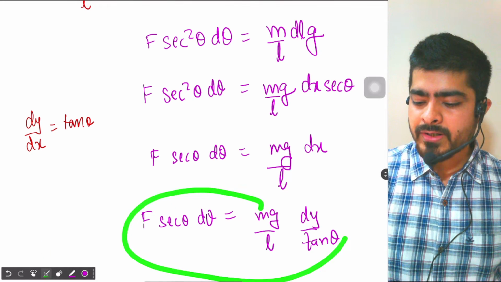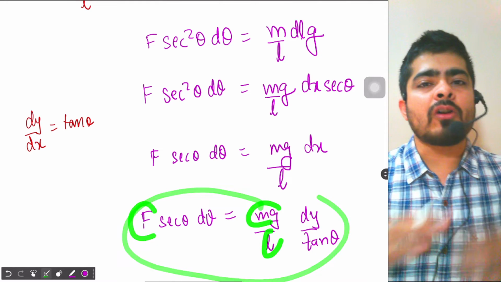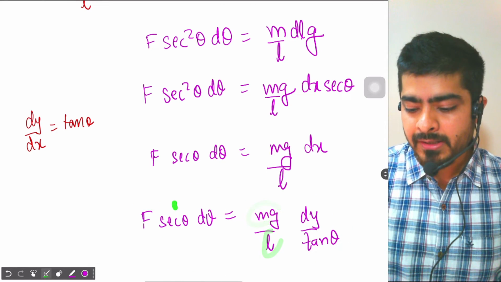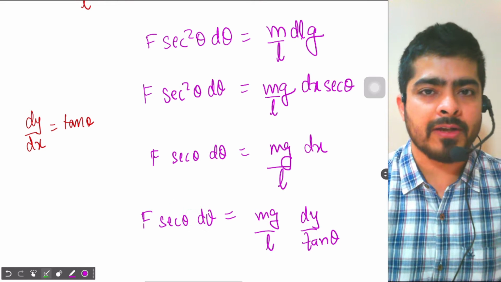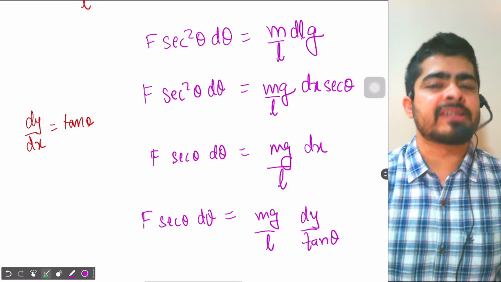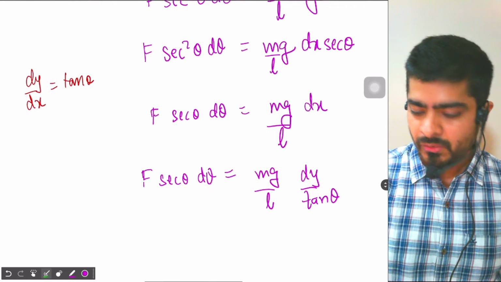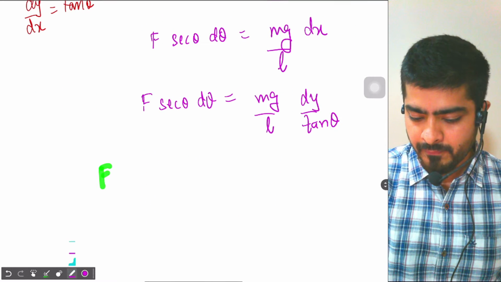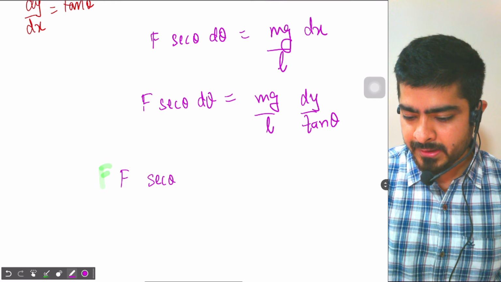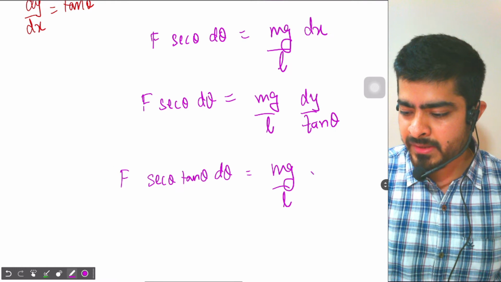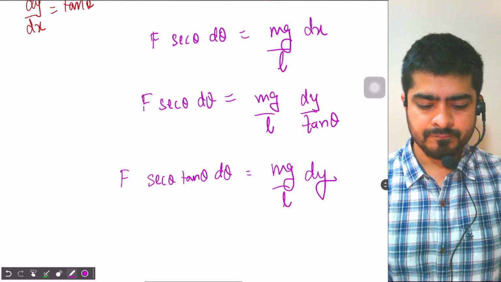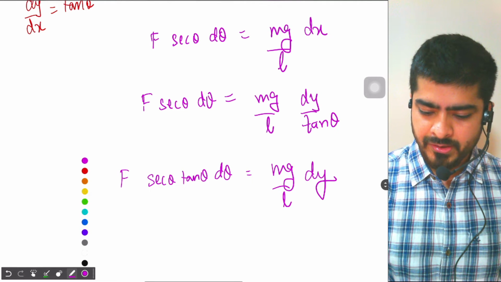Now in this equation f, mg and l, these are all constants for the entire rope, while theta is something I'm changing as I go along the wire. All right, so f sec theta tan theta d theta is equal to mg by l dy, right? So now we just need to do the integration.